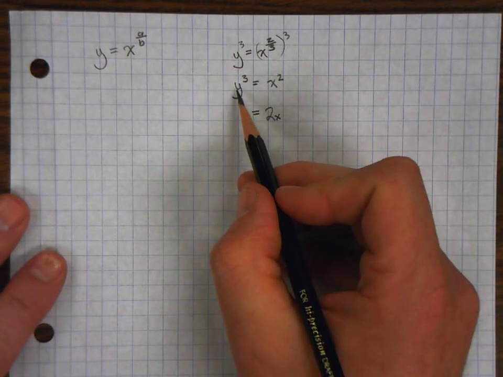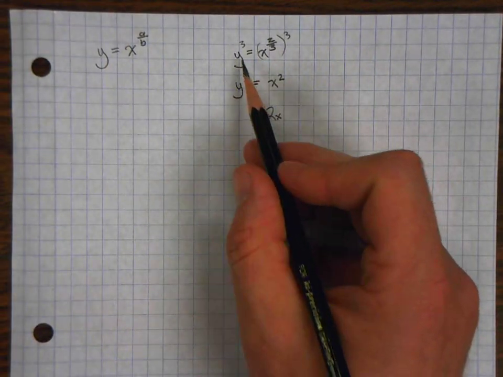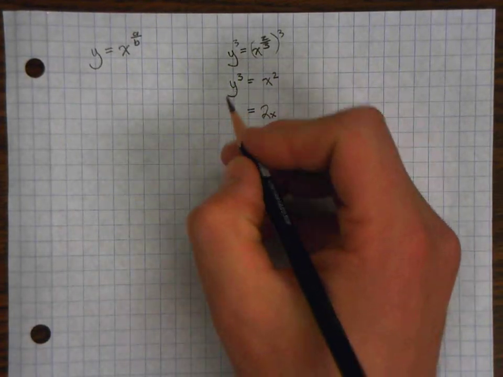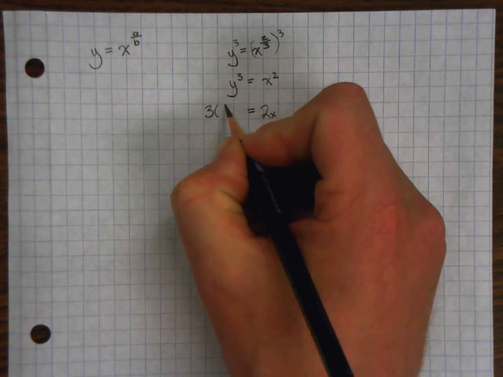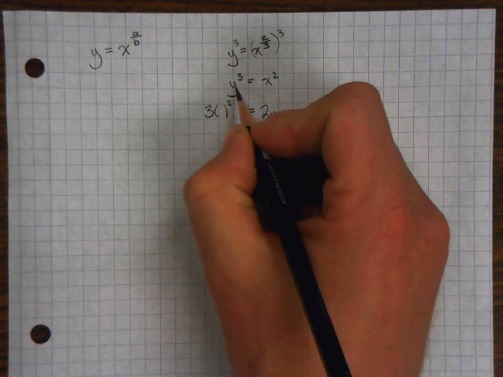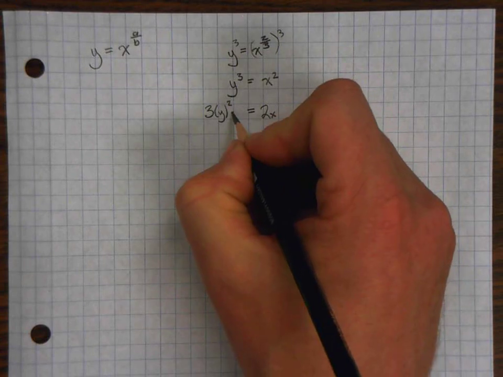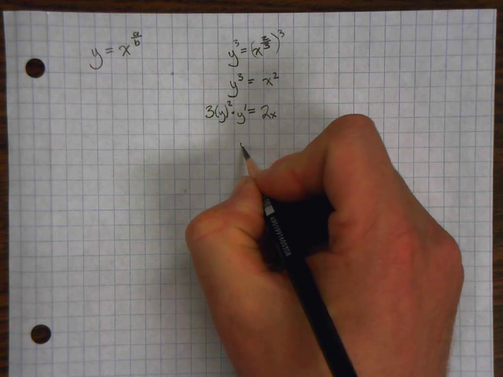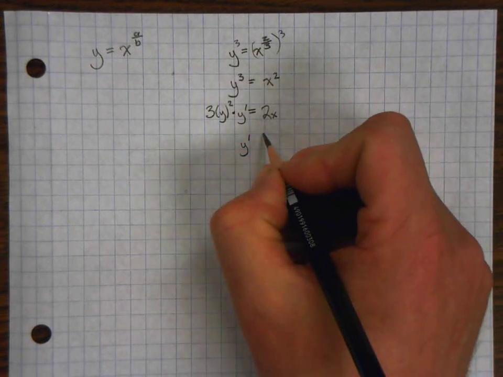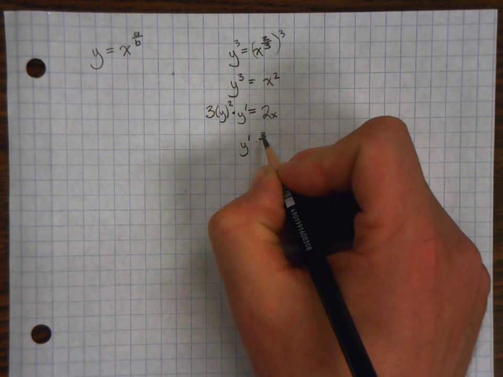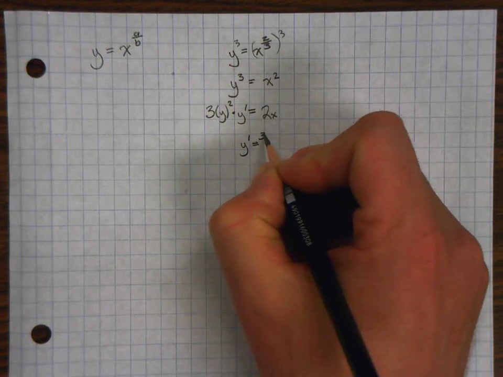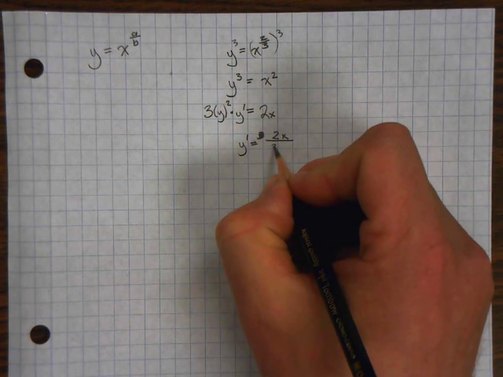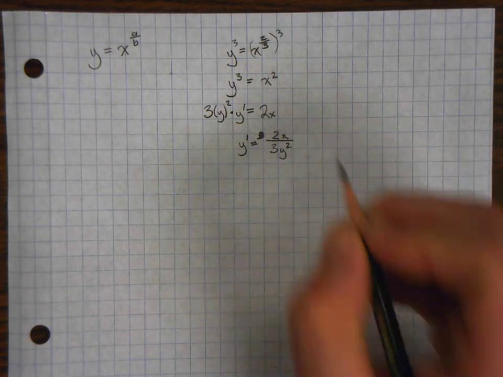On the left hand side we have some function y. In fact, y is this original function, x to the 2/3 power, and it's being cubed. So the derivative of something cubed is 3 times that something squared. My something is a y, which has a derivative, and we're calling that derivative y prime. So we're just going to rearrange. Divide both sides by 3y squared, and we get y prime equals 2x over 3y squared. Well, that doesn't look right.